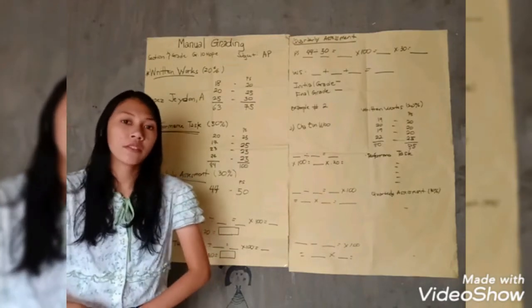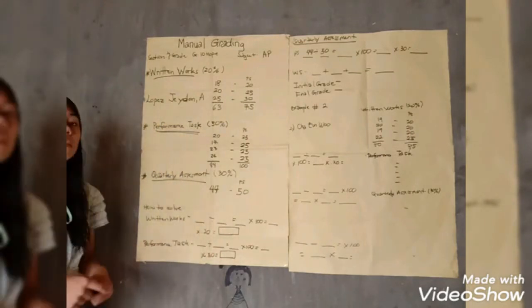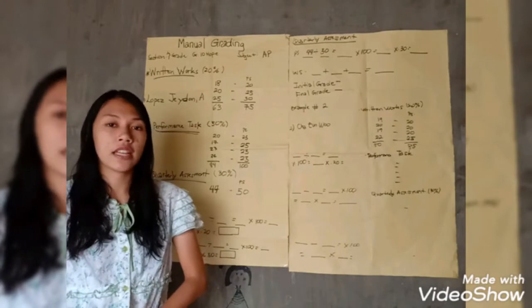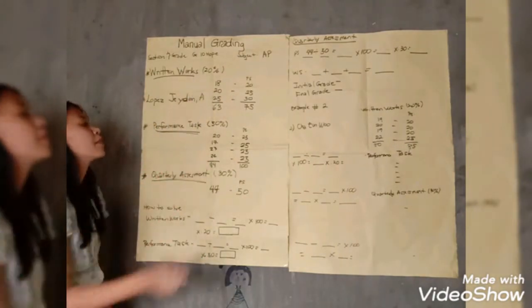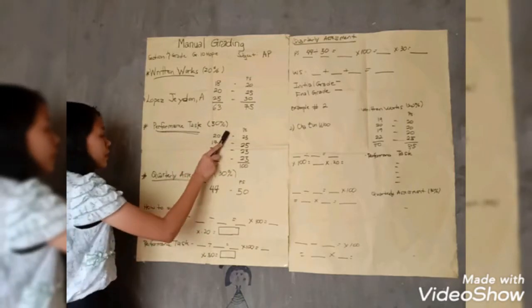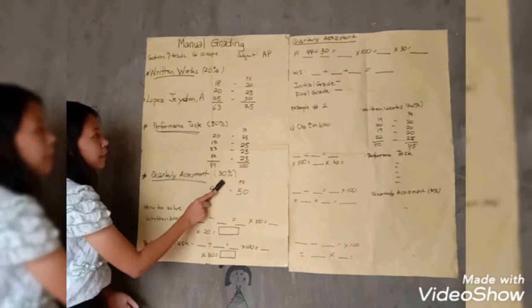We have an example of manual grading. So manual grading is you record their scores manually and solve their grades manually. So there are three components in manual grading. First, the written works, second, the performance test, and third, the quarterly assessment. Written works weigh 20%. The performance test weighs 50%. And the quarterly assessment weighs 30%.